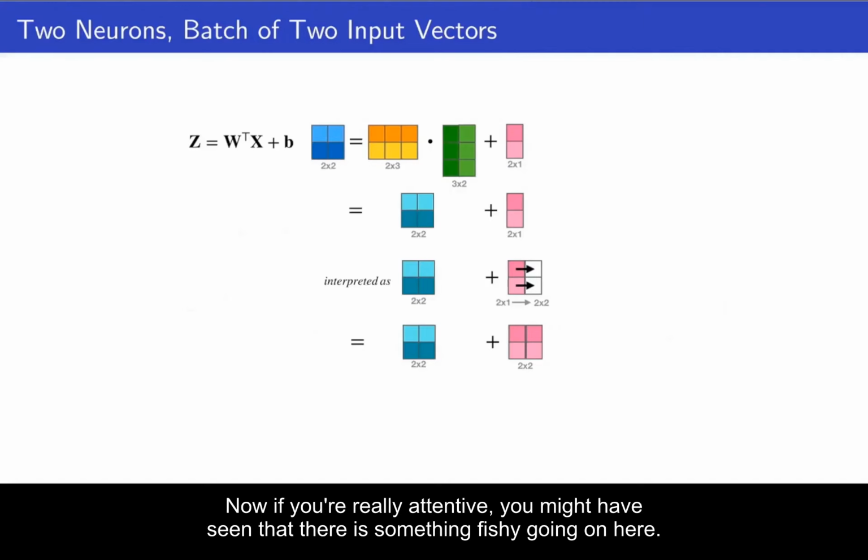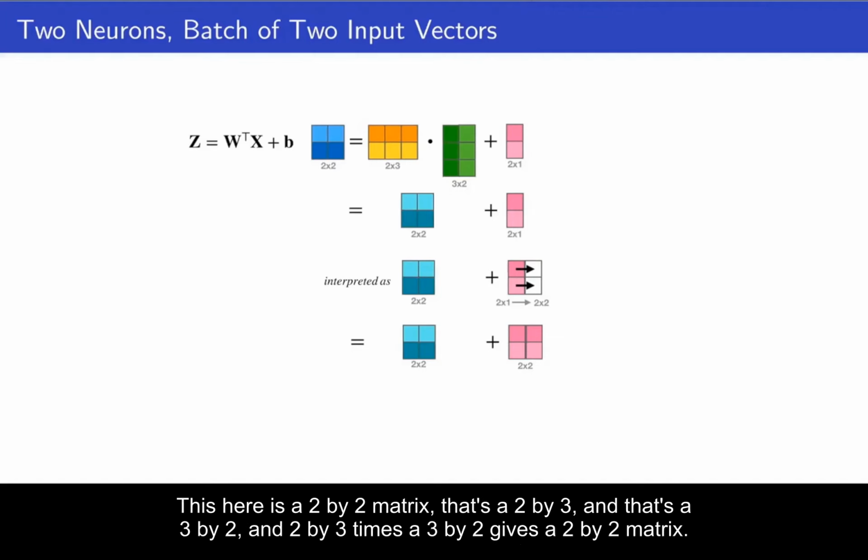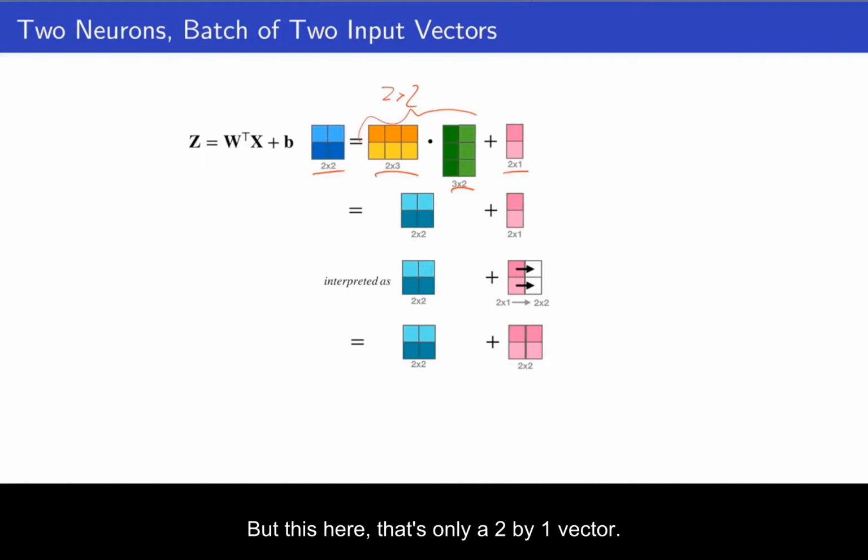Now, if you're really attentive, you might have seen that there's something fishy going on here. This here is a 2 by 2 matrix. That's a 2 by 3, and that's a 3 by 2. And 2 by 3 times a 3 by 2 gives a 2 by 2 matrix. But this here, that's only a 2 by 1 vector.